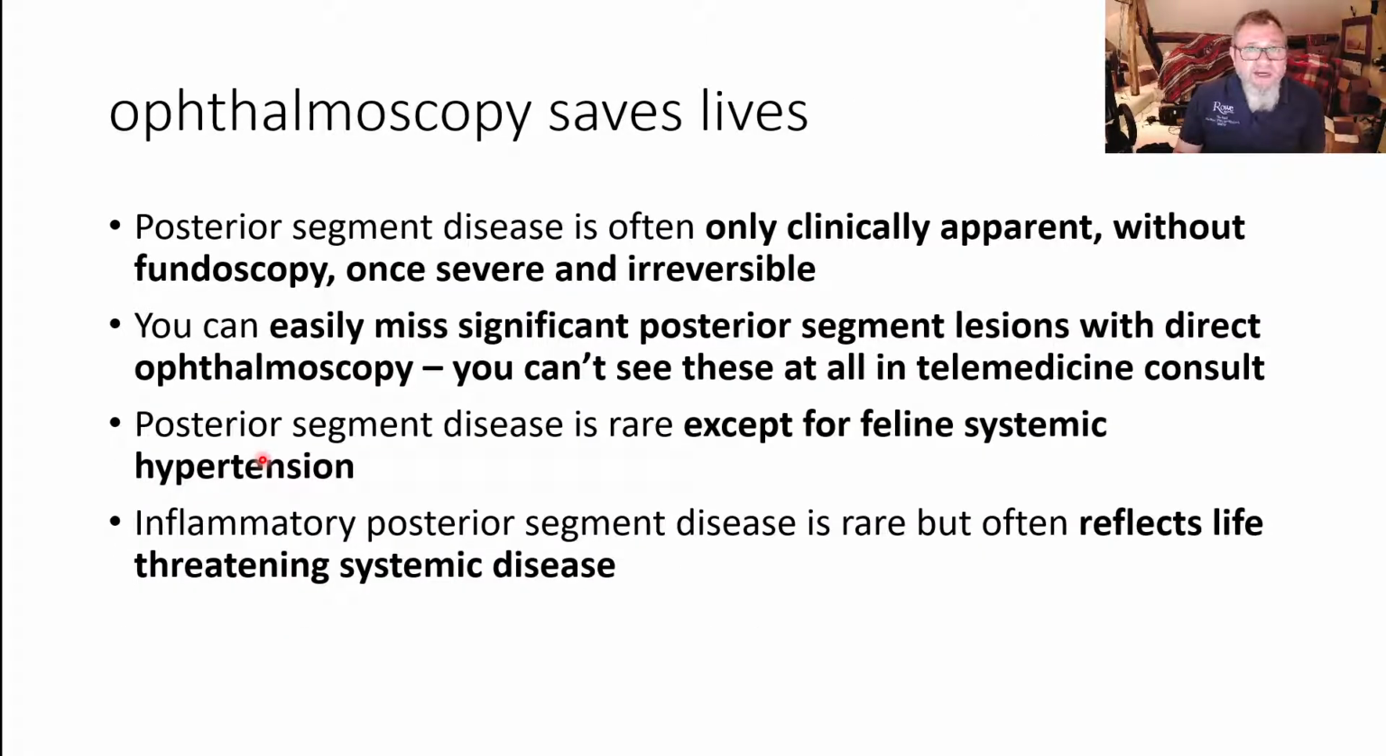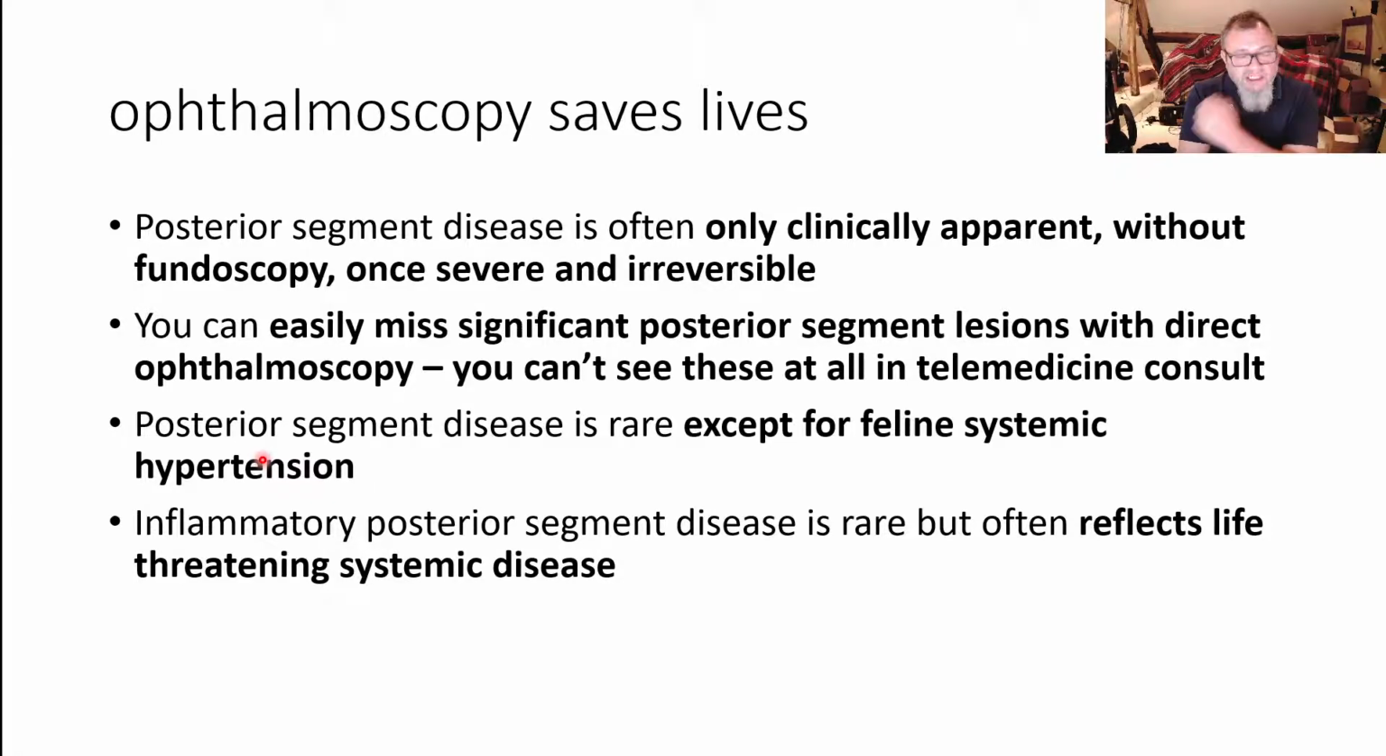So ophthalmoscopy really does save lives. For any cat over 7 to 9, you should be doing distant direct, and ideally looking at the fundus to look for early hypertensive lesions. One of the frustrating things about posterior segment disease is that often we don't see it clinically until it's severe and often irreversible, so either when the retina is detached or the back of the eye is full of blood, unless you look with the ophthalmoscope.